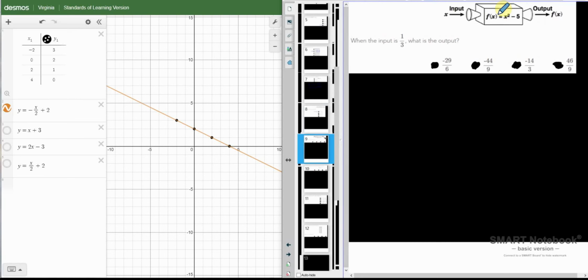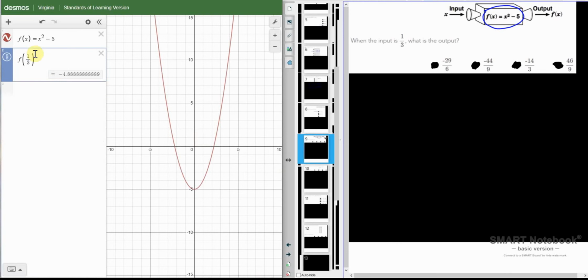Input, output, they give you a function right here. F of x equals, when the input is 1/3, remember x is the input. It tells you right here, x is the input. What's the output? And so for Desmos, you can type your function, right? F of x equals x squared minus 5. And they told you the input x is 1/3.